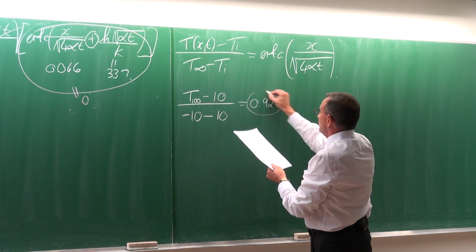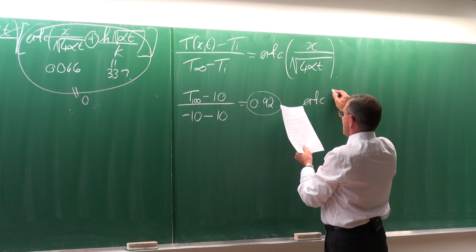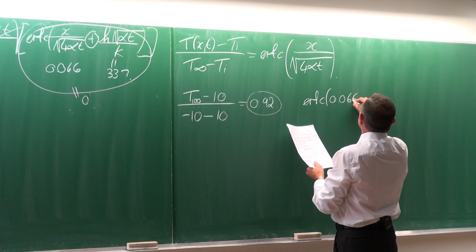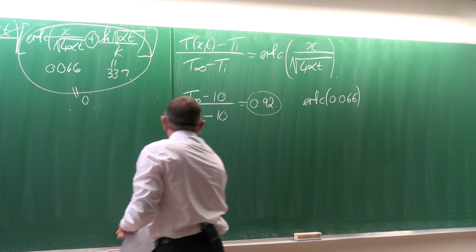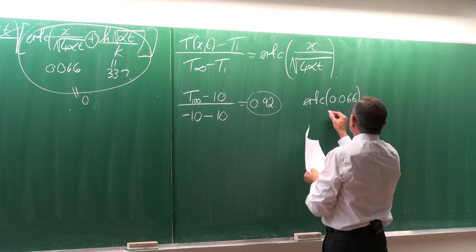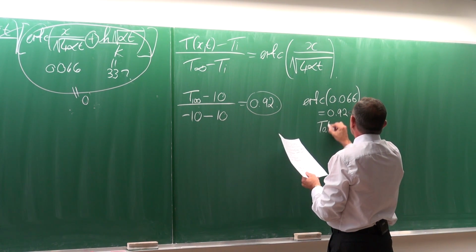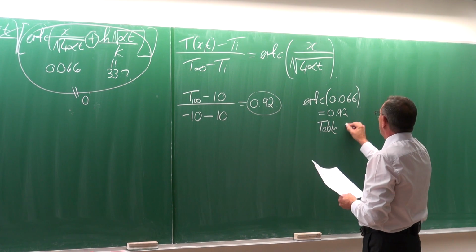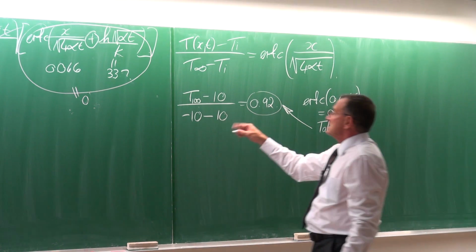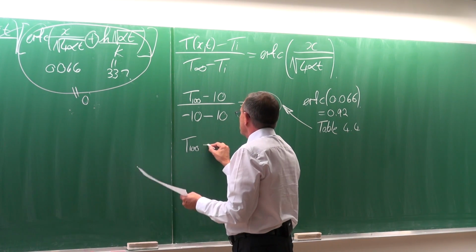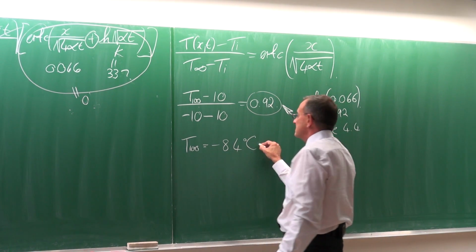Where do I get the 0.92? Because if we calculate the complementary error function of 0.066, remember, is this value here, from it we get the value of 0.92, so that is from table 4.4. We substitute it in there. The only unknown is the temperature at 100 millimeters from the surface, and if you calculate that, it is going to be minus 8.4 degrees Celsius.